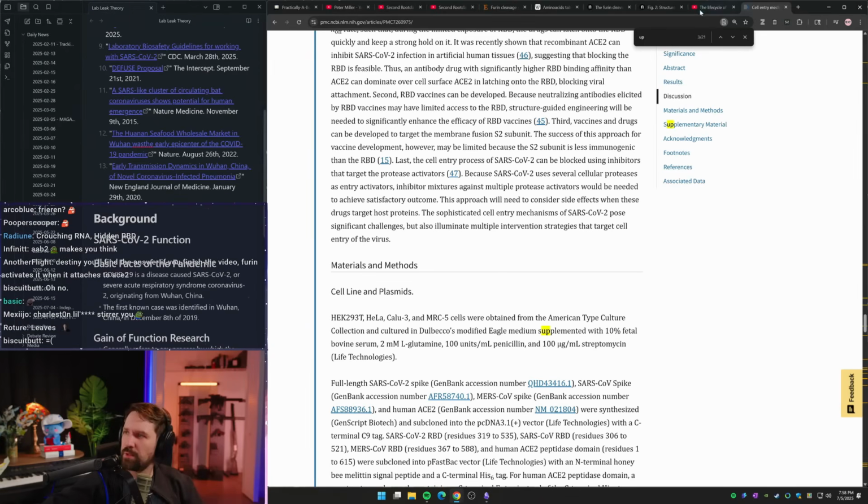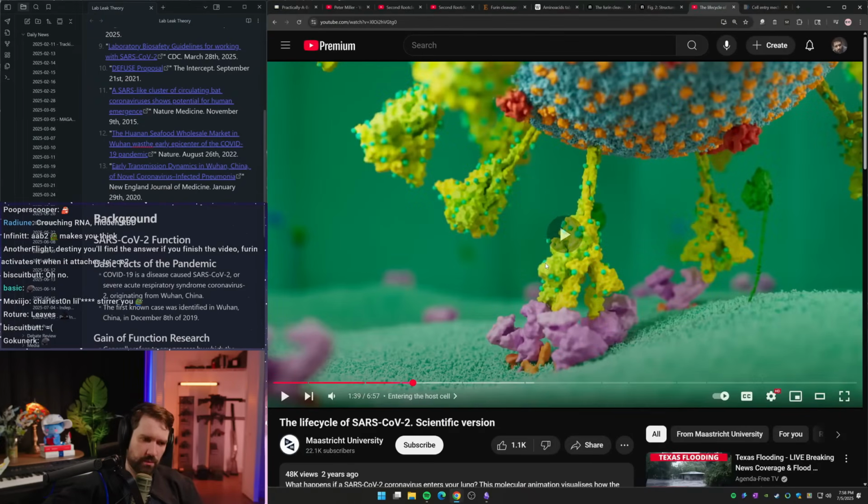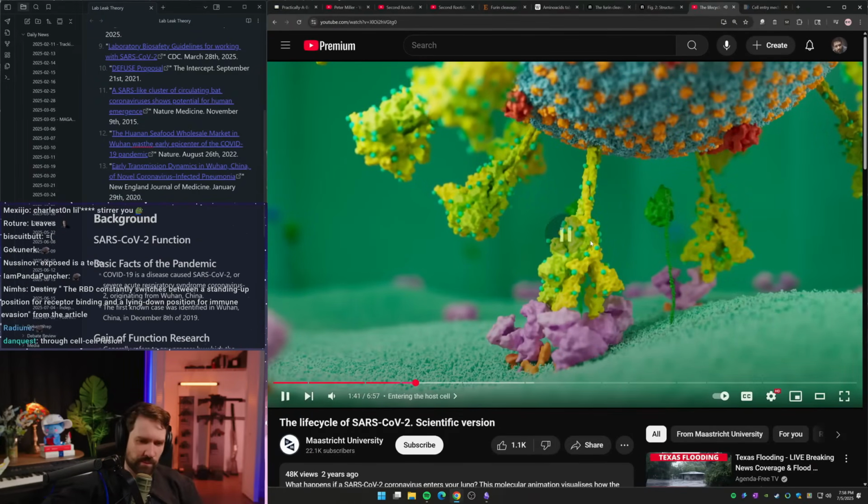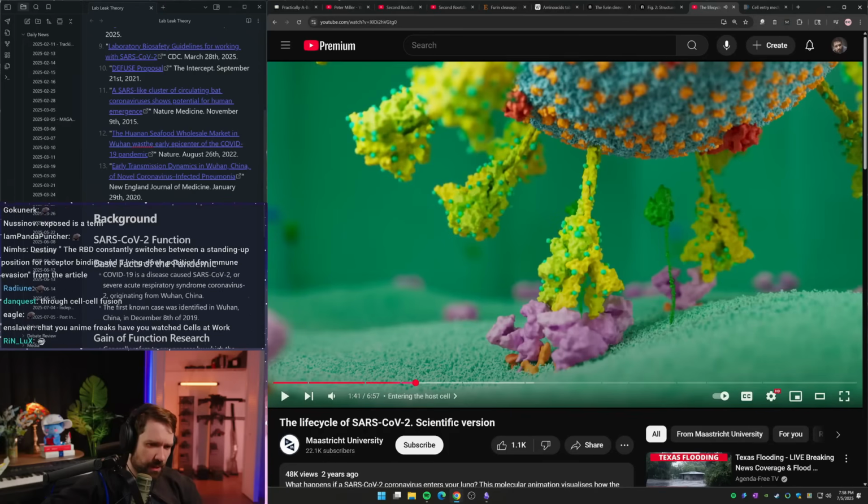You'll find the answer if you finish watching the video. Okay. After the spike protein makes... The RBD constantly switches between a standing up position for receptor binding and a lying down position.